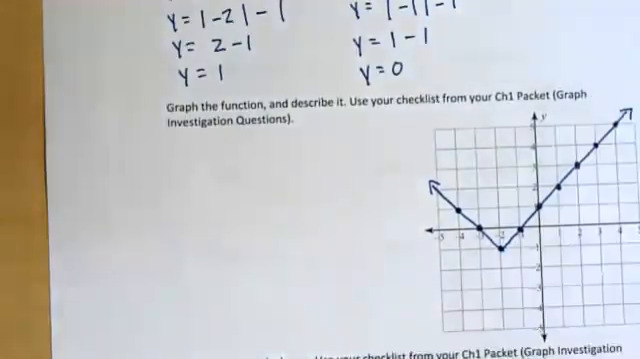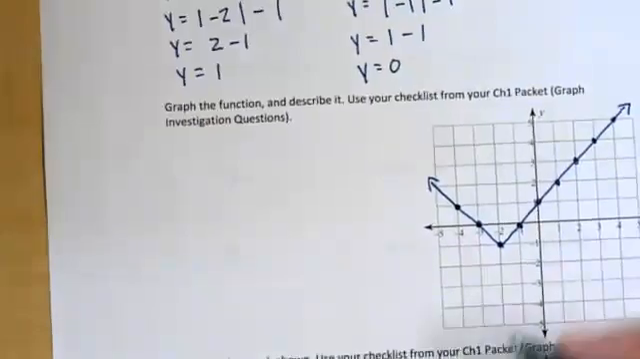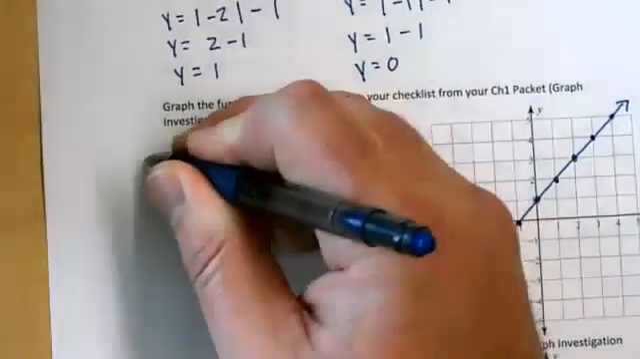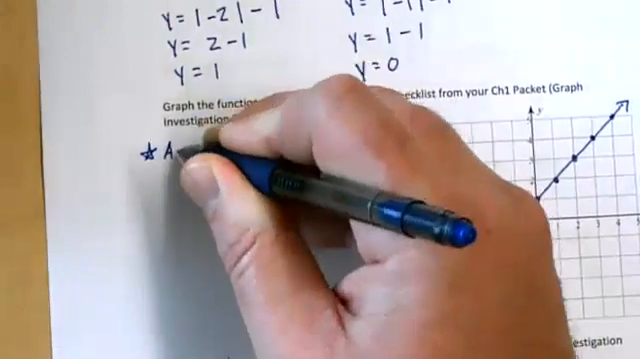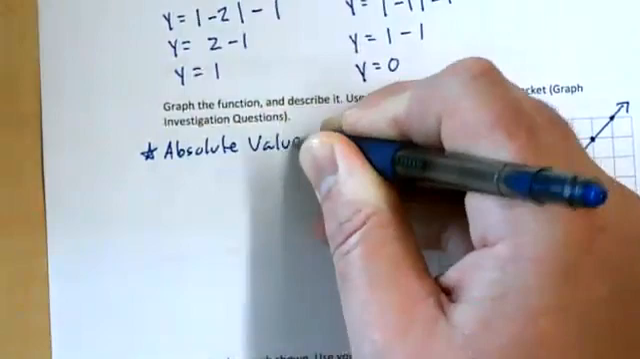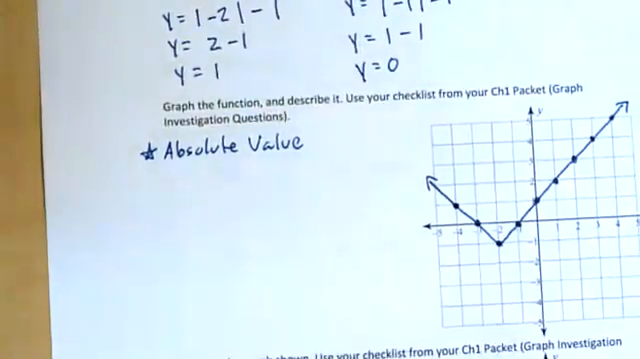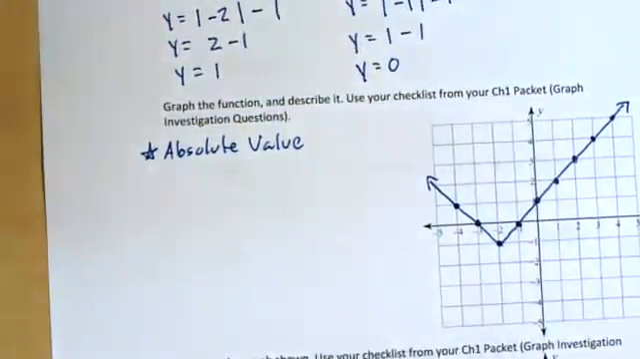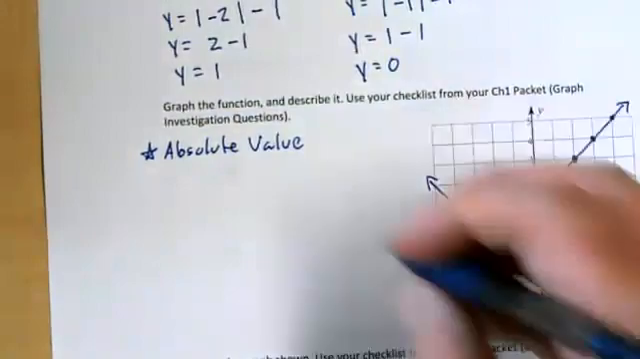So let's just go through piece by piece. The shape, this is an absolute value graph. So say absolute value. And we can get even a little bit more specific about this. This is an absolute value graph that's opening upwards.